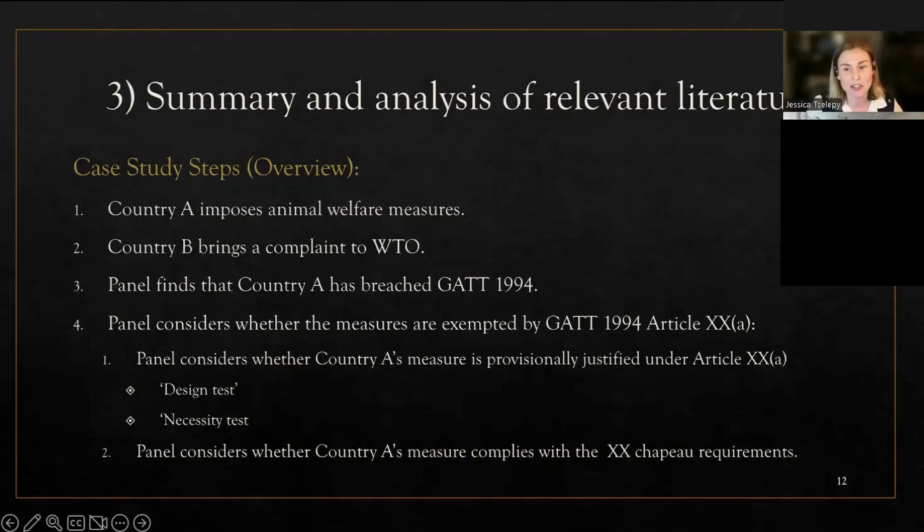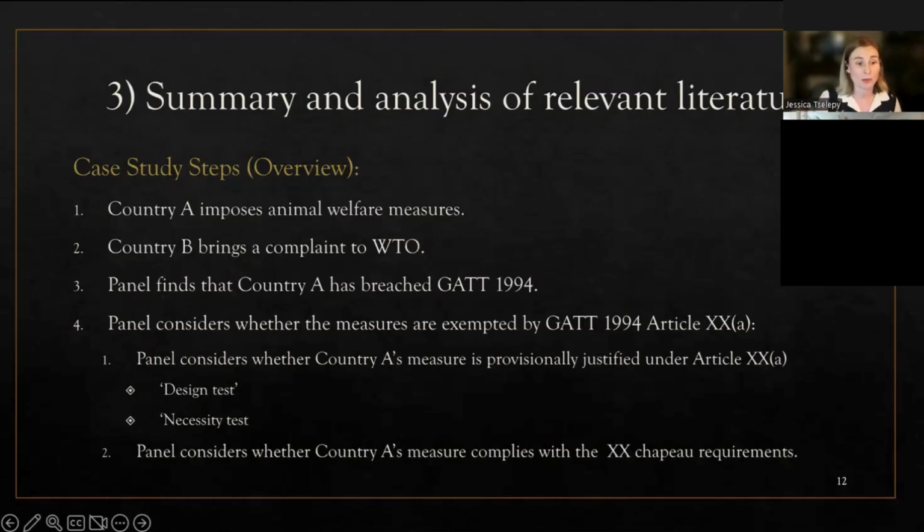And then we move to the necessity test. Is the measure necessary to protect public morals? What does that mean? We get into that. Okay, those are the two preliminary steps you have to pass, provisional justification, and then we go to: does it comply with the Article 20 chapeau requirements? And this is where most of the measures that get entertained under Article 20 fail.